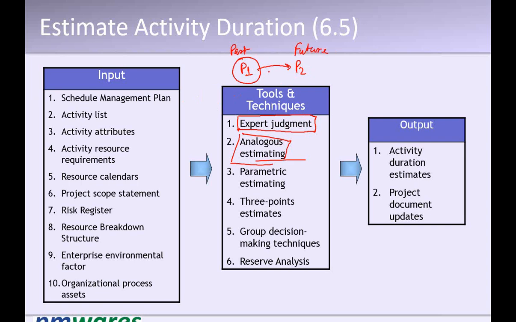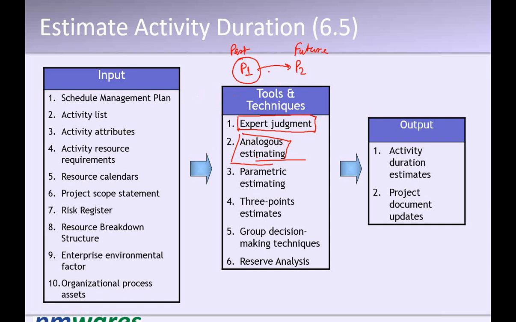And this is the future project. So what I do is, if I am doing a project today, I see whether any similar project has been done in the past. If so, I try to see how similar they are. If they are very much similar, I can apply analogous estimate. If they are not so similar, analogous estimate may not be a right fit. It is only a fit when you have a similar project in the past.